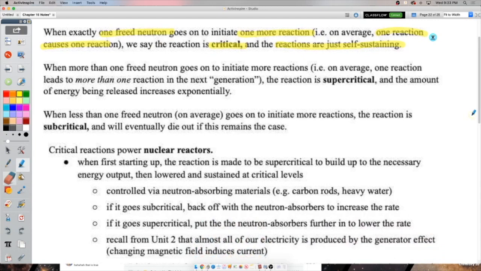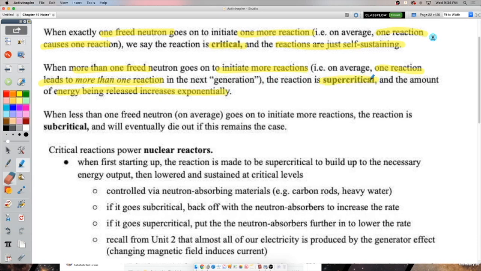Now, when more than one freed neutron goes on to initiate more reactions, a better way of saying that is, on average, one reaction leads to more than one reaction. That was what we saw in the previous diagram, right? Because one reaction was actually causing 3 more reactions. And then those 3 reactions were actually causing 9 reactions. So we were getting exponential growth. The amount of energy being released increased exponentially. So it's not critical. It's not just sustaining itself. It's actually growing. So super means above. So we would say it is supercritical. It's above critical. It is growing.